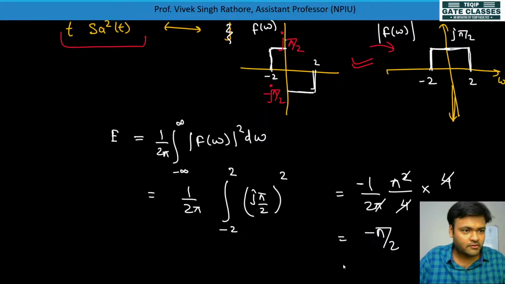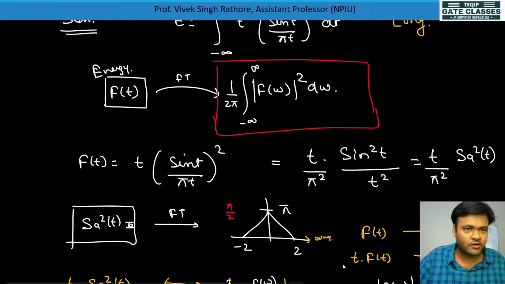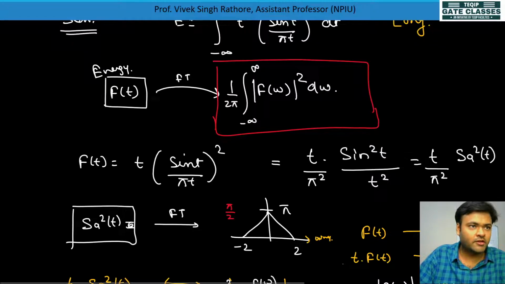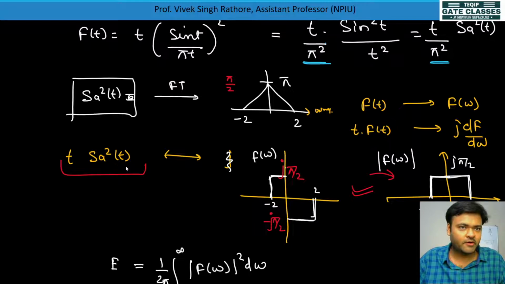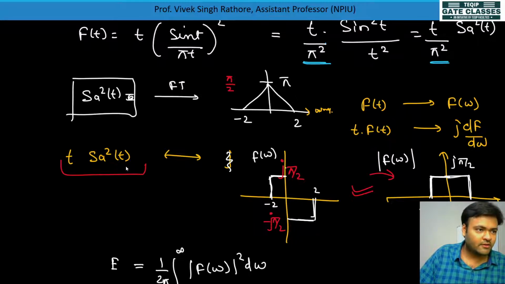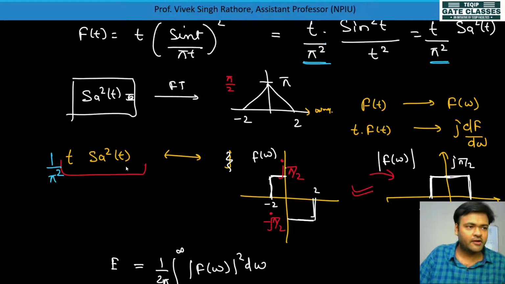Okay, I think we have made one mistake, because we have not considered the t by pi square. This was also a portion which we left out, because we calculated only t times sampling square t, but 1 by pi square was left. So I think 1 by pi square will also be included here, and then we need to calculate the overall Fourier transform. So 1 by pi square will be multiplied, so it will be j by 2 pi here, and here also minus j by 2 pi.